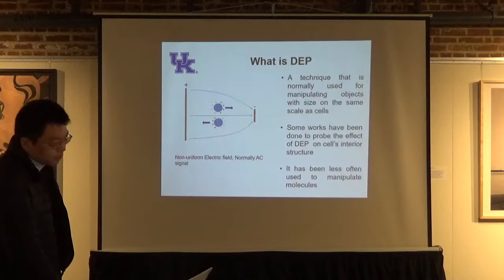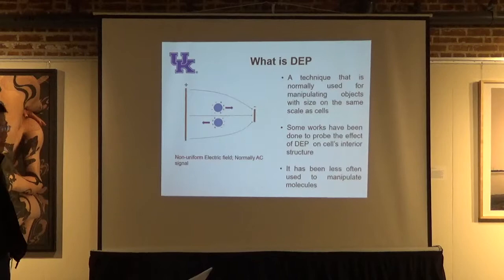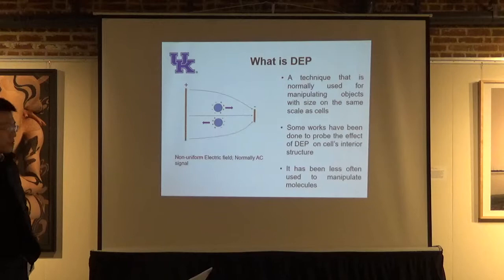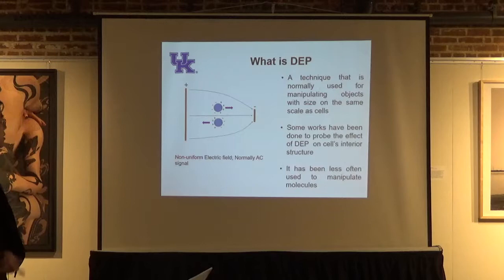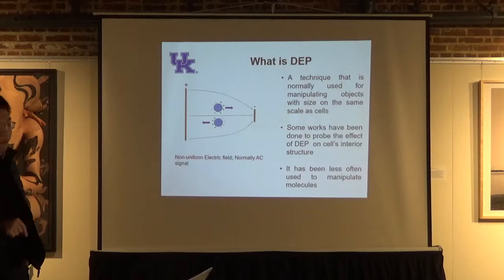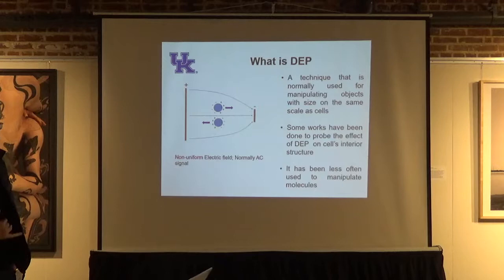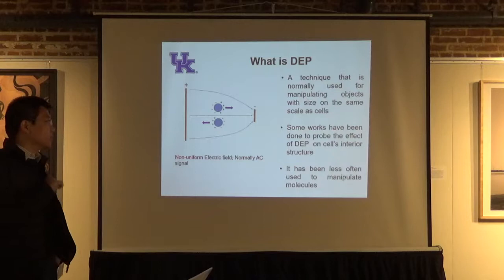So I just briefly touch upon what DEP is. DEP means a dielectric object can move in a non-uniform electric field. If the dielectric particle is more polarized than the medium, it will move towards the strong field region, and otherwise it will move to the weak field region. This technique was first used in the bioengineering field for manipulating cells, like cell sorting or cell panning. Later, some works probed its effect on the interior of cell structure, but not much work has been done to use this technique to manipulate molecules inside the cell.